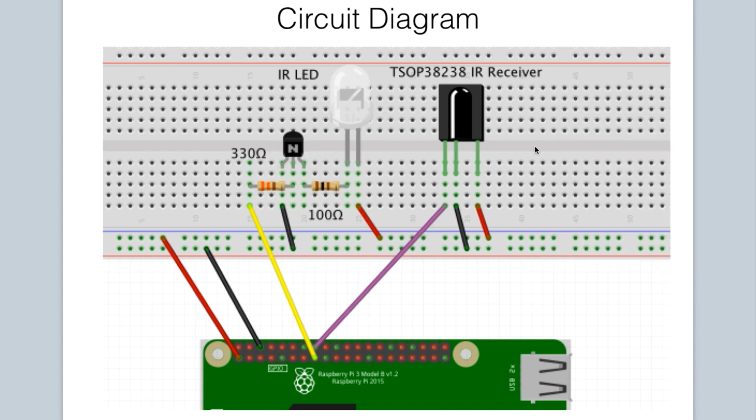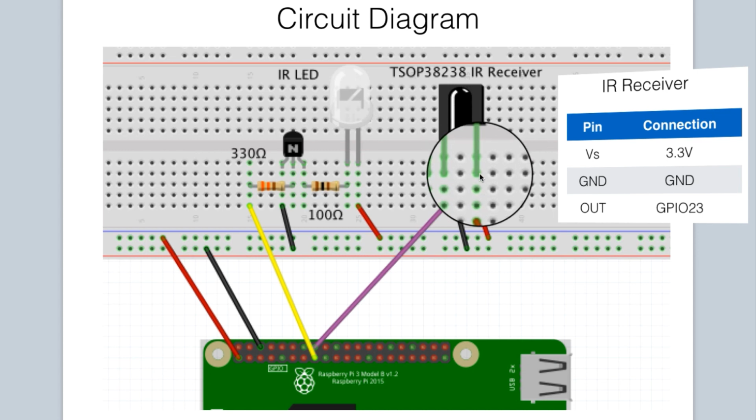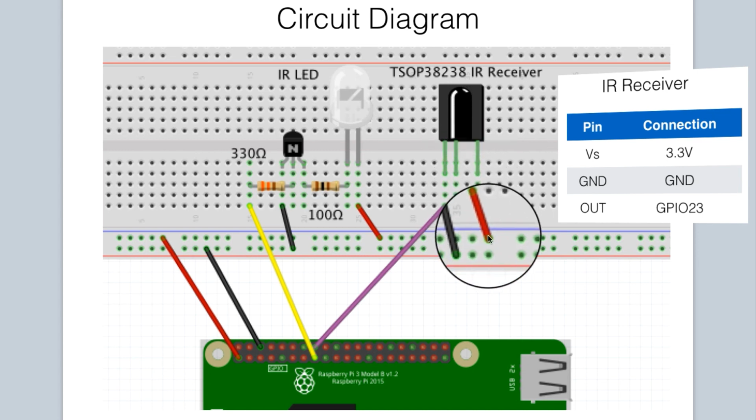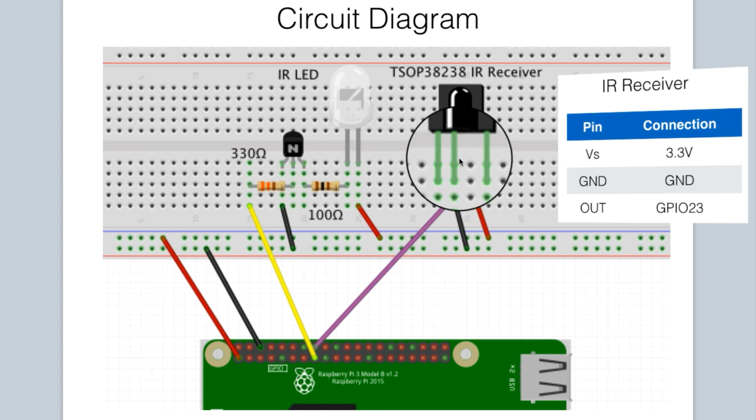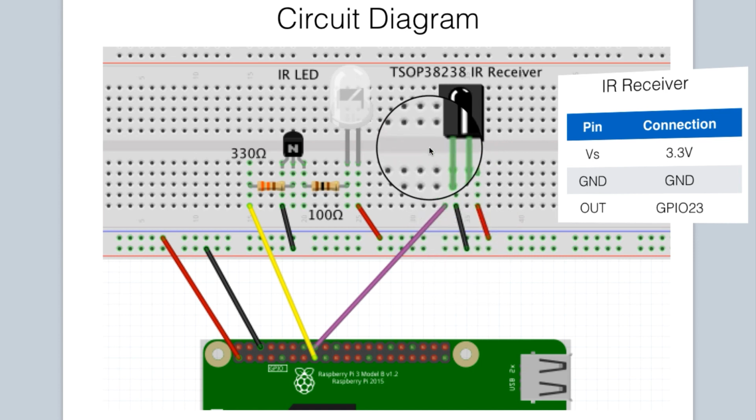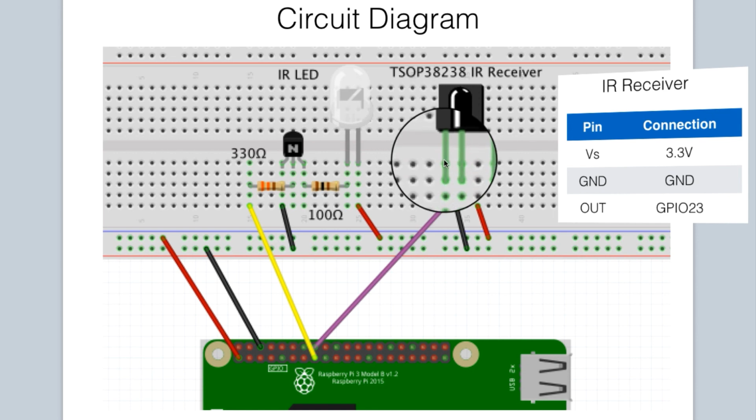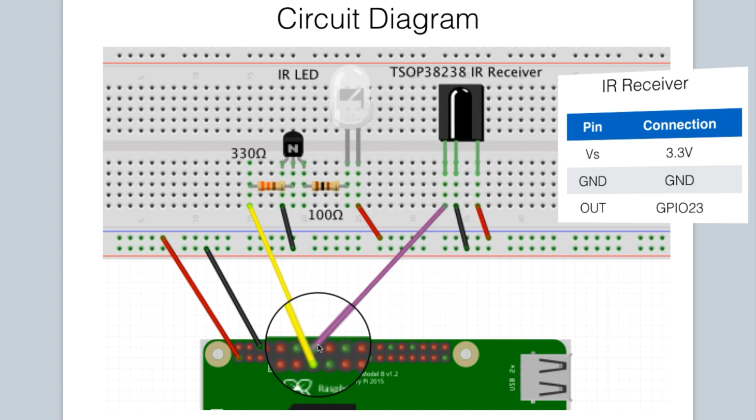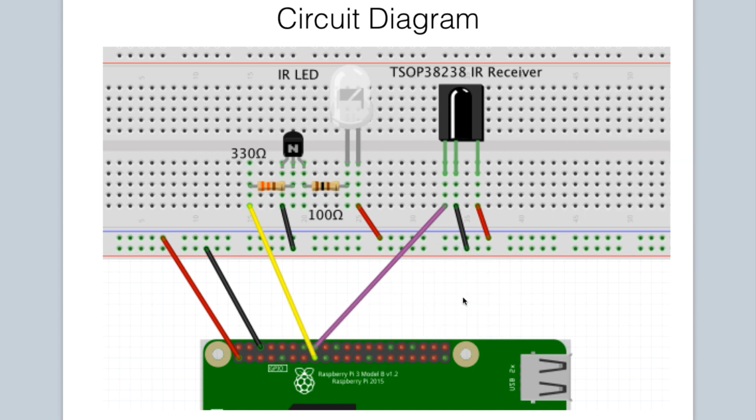Last but not least is our infrared receiver, and the VS or VCC pin on our infrared receiver is connected to the 3.3 volt rail. The middle pin, or the ground pin, is connected to the ground rail, and finally the output pin is connected to GPIO 23 or pin 16 on the Raspberry Pi. That's all the wiring that we need, and that completes the review of our circuit diagram. Let's now proceed to wire up our circuit.